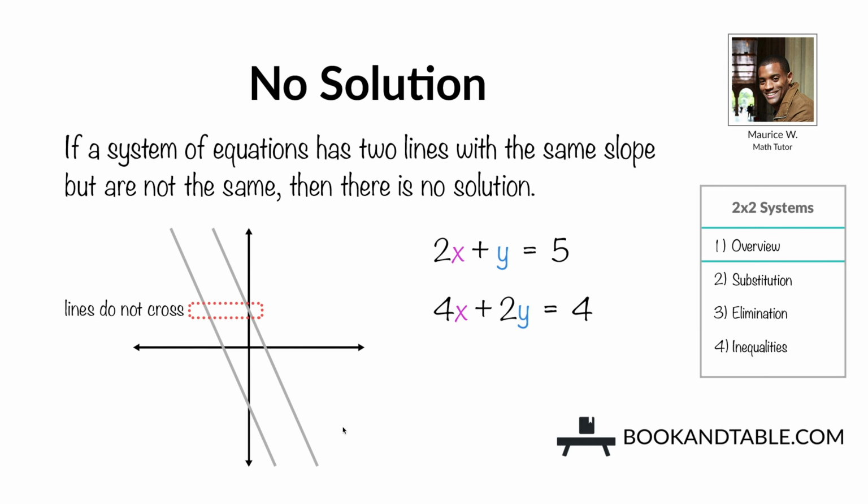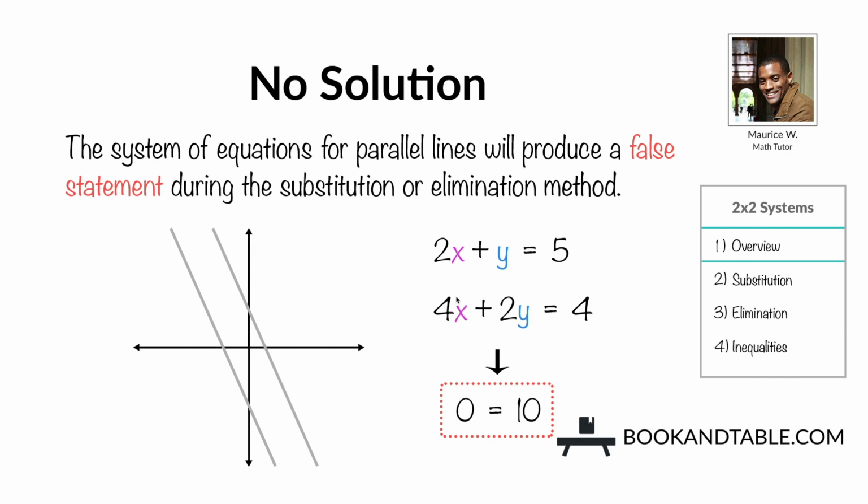will let you know that the lines do not cross. And if this is the case, then there will not be a solution. There's no xy point where they both exist. So when you have a 2 by 2 system, how do you know when this is the case? Well, the system of equations for parallel lines will produce a false statement during the substitution or elimination method.